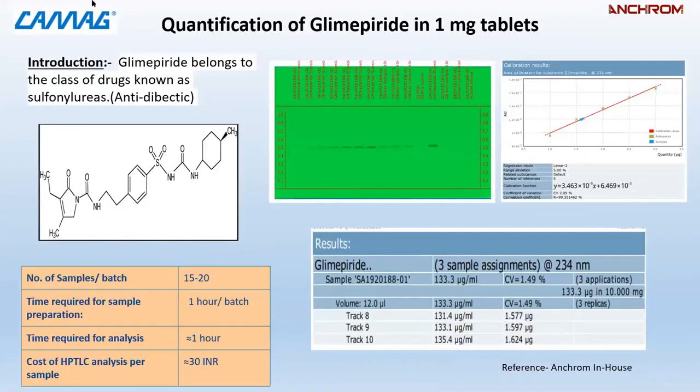So here we can see the first example, quantification of glimepiride in 10 mg tablets. We all know that glimepiride tablets are used as anti-diabetic tablets. In the UV light it is visible, so here you can see the image. After the scanning, we plot the graph and we quantify the glimepiride tablet content. So here you can see 133.3 mg is present in the 10 mg tablet. So by using the HPTLC, you can do this.